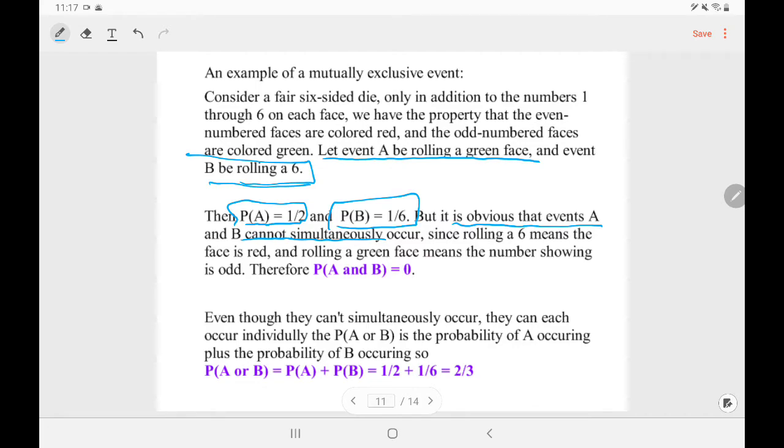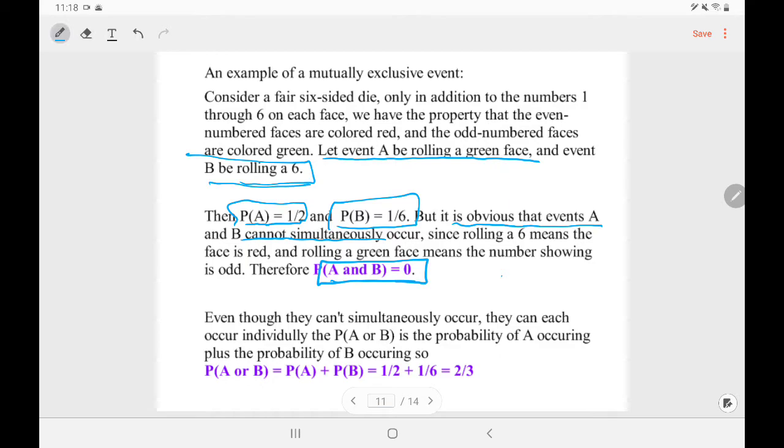So since I cannot roll a 6 and green at the same time, my probability is actually 0. So in order for me to be able to multiply the probability of A times the probability of B, they have to not be mutually exclusive. They cannot happen at the same time, or it just doesn't make sense.